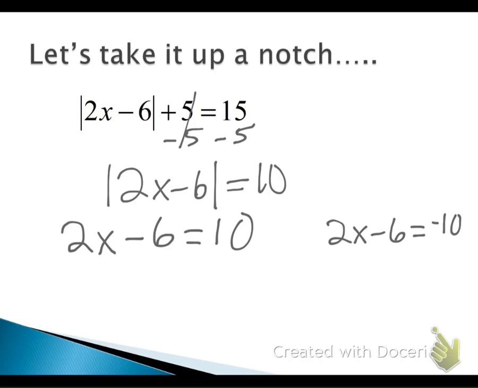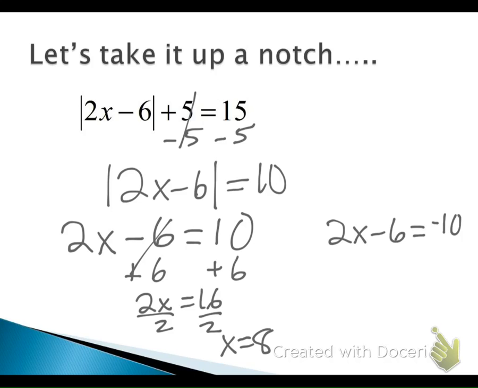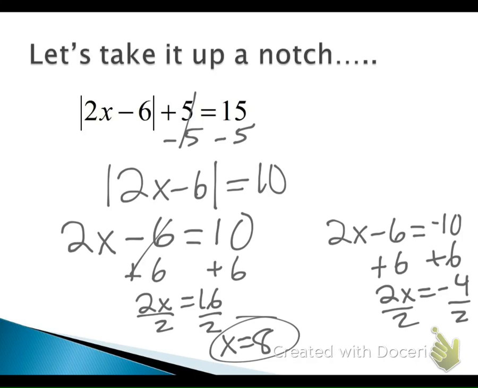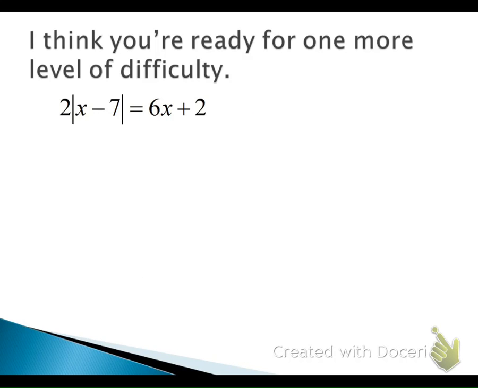All right, now we can solve those. So we'd add 6. 2x equals 16. X equals 8. 2x equals negative 10. Whoa. Negative 4. X equals negative 2. And again, you can check these answers. These both work out. I've already done it. Any questions? Very good. We start this one by dividing by 2.